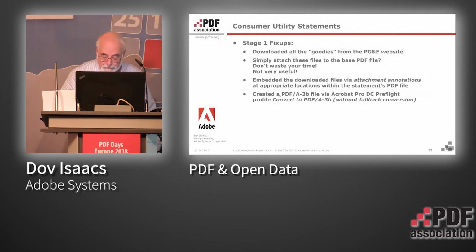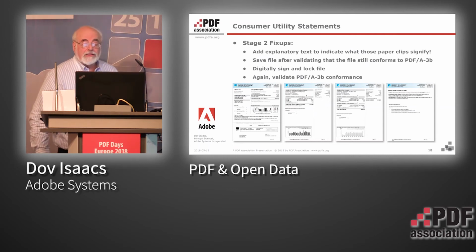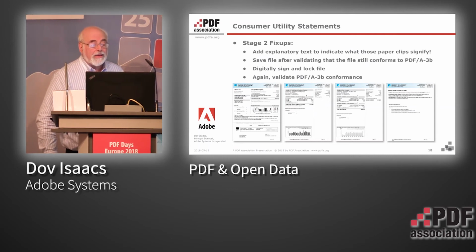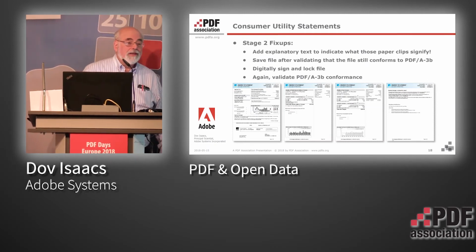Stage 2 fix-ups. Add explanatory text to indicate what these paper clips are about. Save the file after validating it still conforms to PDF/A-3B. Digitally sign and lock the file. Why?